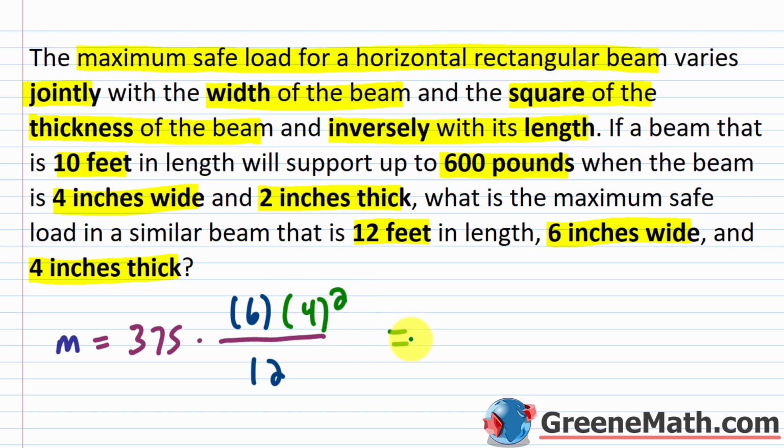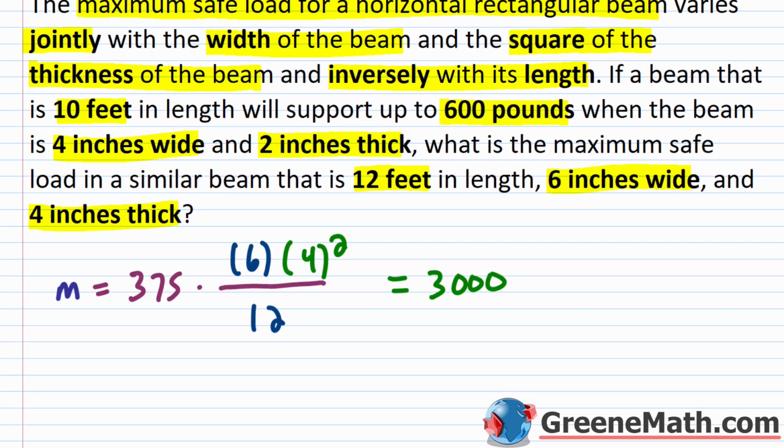So this is equal to, again, lots of ways you can do it. I'm just going to key it into the calculator. And I get 3,000. So 3,000. And again, this is going to be in terms of pounds. So that's the maximum safe load for a horizontal rectangular beam. Again, when we're dealing with one that's 12 feet in length, 6 inches wide, and 4 inches thick. So let me write this with the units here so this is clear. The answer is going to be 3,000 pounds.